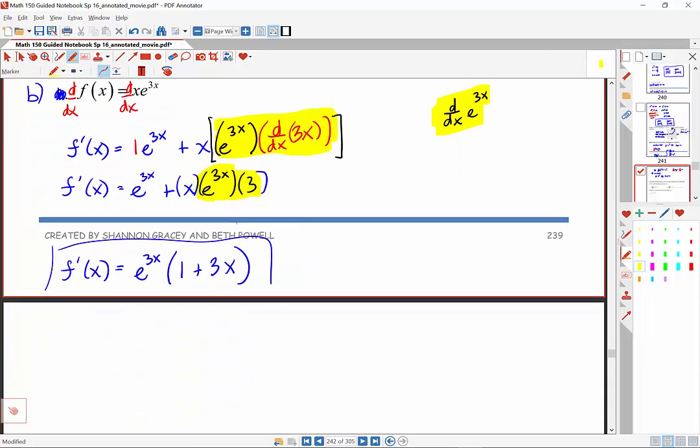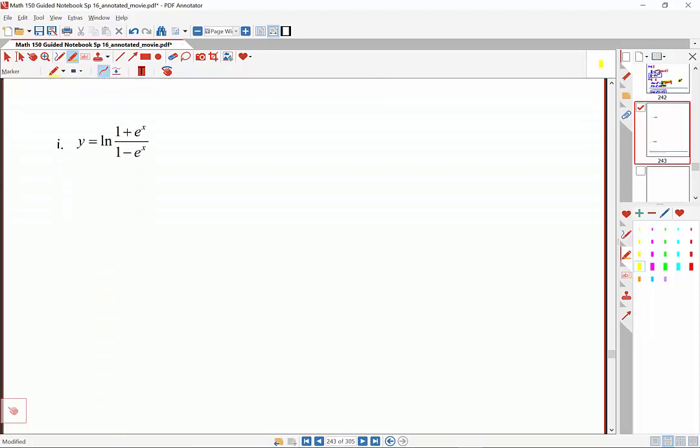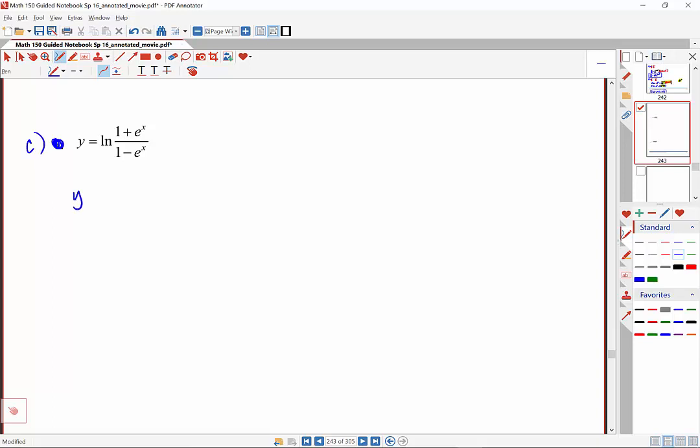Okay, so our next one, what do we have going on here? Woohoo! Natural logs and natural exponentials. What a surprise. What do you think we should do first? Good. I think, as you said, we should use properties of logs to rewrite this guy. So this will be the natural log of quantity 1 plus e to the x minus the natural log of quantity 1 minus e to the x.